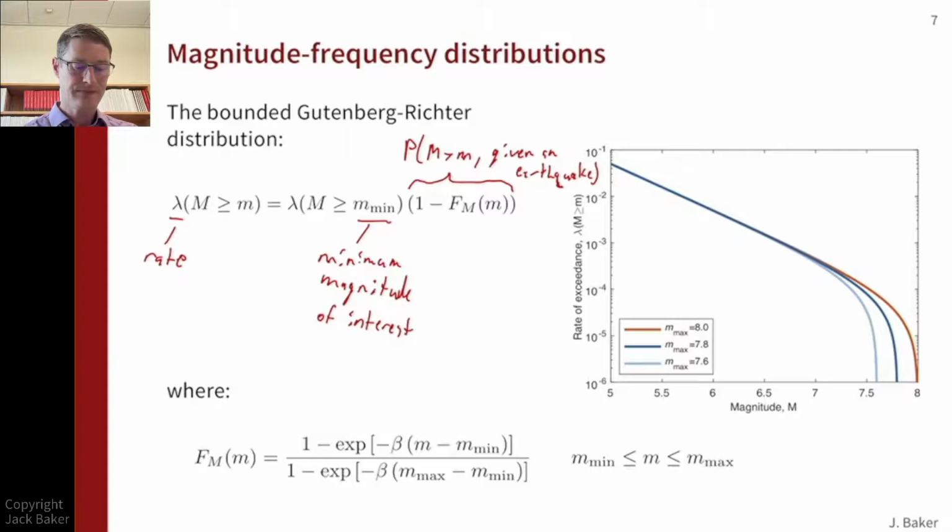This F subscript M of m is a cumulative distribution function, described in the bottom equation here. It tells us the probability that this random variable M is less than or equal to small m, the argument of the CDF. It's given by this equation down on the right. This is actually a converted version of the Gutenberg-Richter distribution, converted to a probability distribution, and so we've got these exponentials in here.